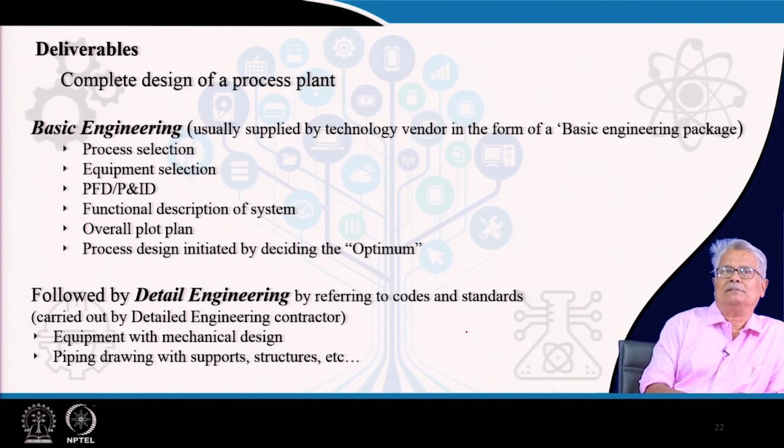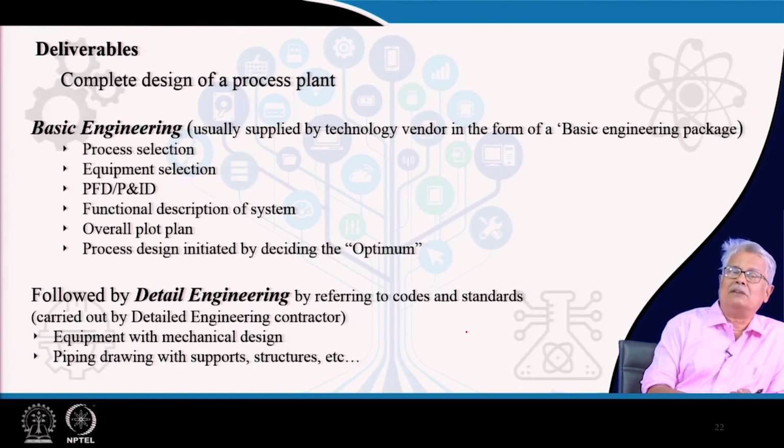If we look at the deliverables, when we are talking about a complete design of a process plant, that is the deliverable. Now, the question is, what exactly is a complete design? It can be said in brief that the delivery of the design document should be such a document which will contain the complete design of a process plant. That means, based on this, possibly only the detailed engineering can be done, and then the fabrication of the equipment can be done, erection can be done, and the plant can then be started.